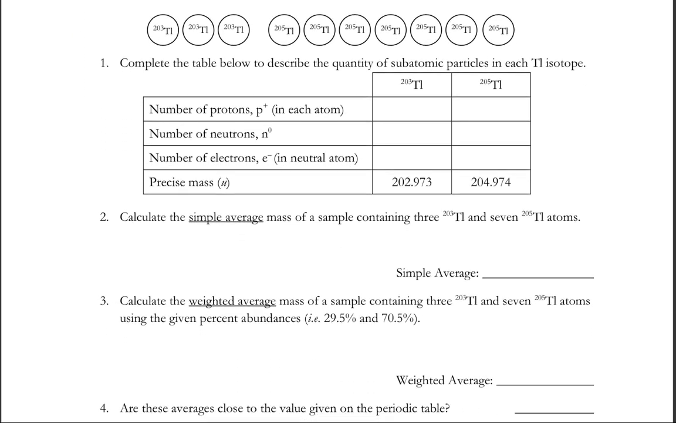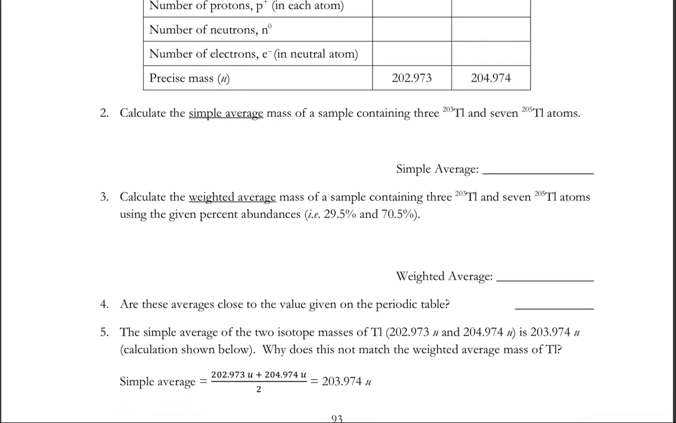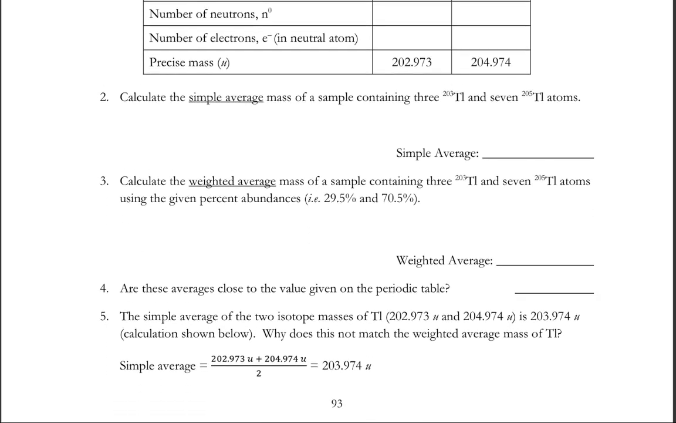Okay, so first off, we're calculating the simple average. And use the precise mass for that, so the simple average mass for 3 thalliums 203 and 7 thalliums 205. Next, we're calculating the weighted average. Now we're using the proper abundances, the 29.5% for the 203 and the 70.5% for the 205, and of course we're using the precise masses. The weighted average should be fairly close to the simple average, but a little more precise because we're using the more precise abundances. Are these values close to those given on the periodic table?